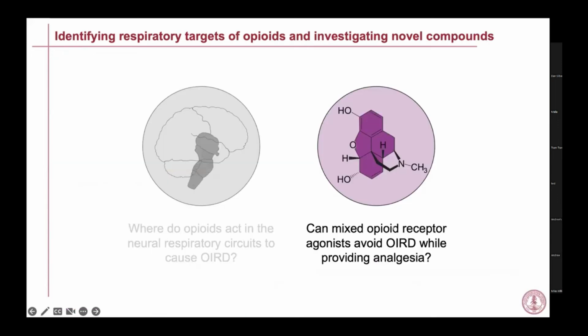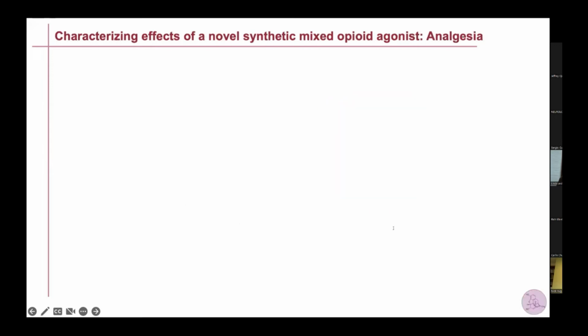So moving on to the second question, can mixed opioid receptor agonists spare respiration while providing analgesia? This is based on the idea that while single receptor agonists have not panned out, a combination may have a synergistic effect and provide pain relief without dangerous side effects. I've been collaborating with a chemistry lab that has developed one of these compounds that in their hands provides good analgesia without OIRD. And so I've been trying to validate that respiratory finding.